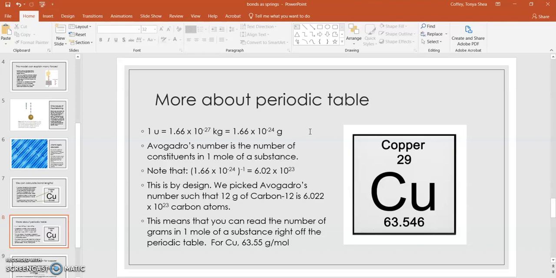That's actually by design. So we chose our units here. We picked Avogadro's number such that 12 grams of carbon-12 resulted in a mole of carbon atoms, which is 6.022 times 10 to the 23rd carbon atoms. And we did that so that you can read the number of grams in 1 mole of a substance right off the periodic table. And it would also be the mass in atomic mass units of 1 atom. Okay? So for copper, it's 63.55 atomic mass units, or 63.55 grams of copper in 1 mole of copper, 63.55 grams per mole.